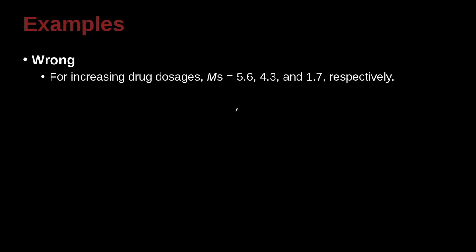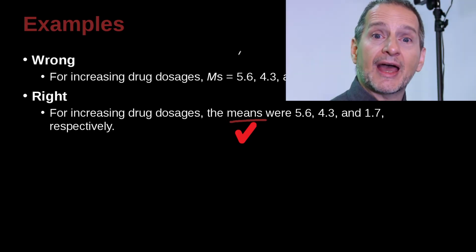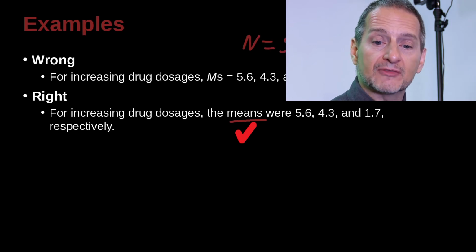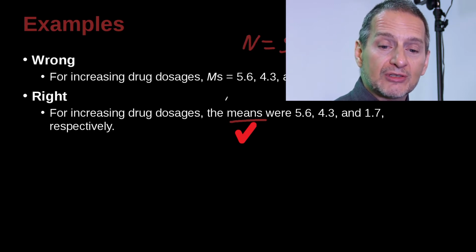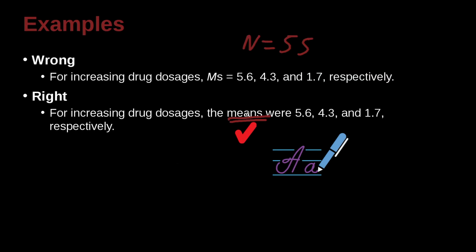For increasing drug dosage, the mean of 5.6, 4.3, and 1.7 respectively. And the correct way to write this would be to write out the word means, because we're only going to be using the m when we actually have it related to a formula. So n equals something, 55, something like this, right? But if you're actually not using it that way, you're writing, then in that case you go ahead and just write out the English word. The means were, or the mean is, something like that.